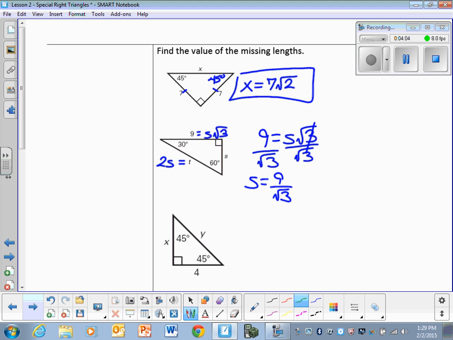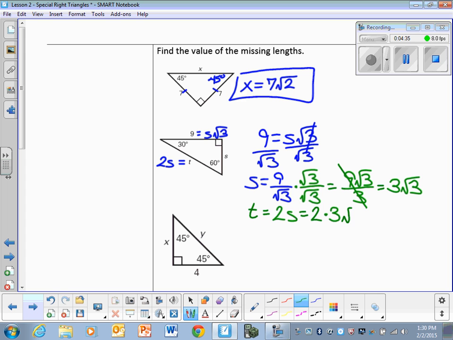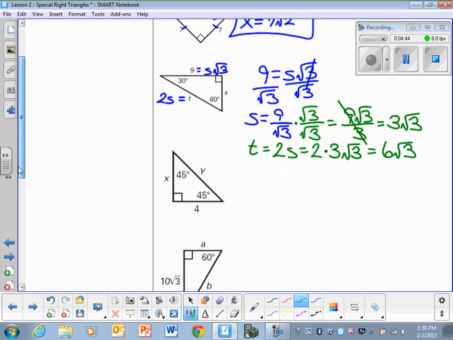This violates the third rule of simplifying radicals. I have to multiply by the square root of 3 over the square root of 3. 9 square root of 3 over 3. Still not done, because the 9 and the 3 here can be simplified. The short side is 3 times the square root of 3. To find my longest side, I have to do 2 times the shorter side. 2 times 3 square root of 3 will be 6 square root of 3. That radicals gateway from the last quarter is going to come in handy.